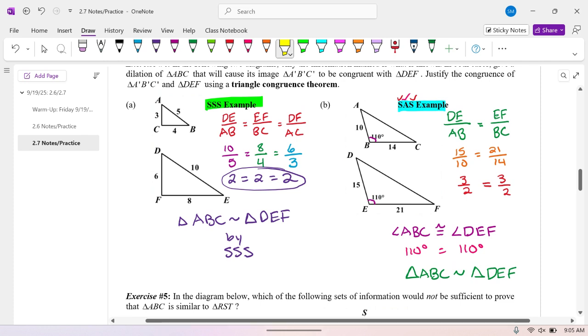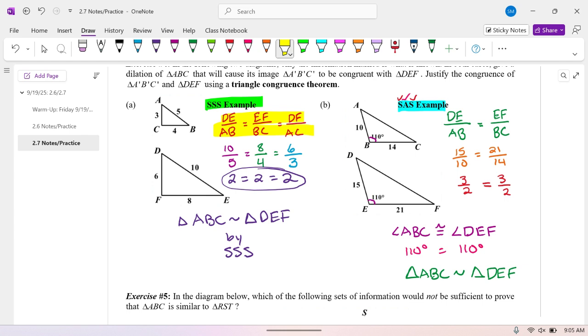So for the SSS, this has to be the criteria. The proportions of the sides have to be equal to each other for all three sides. For SAS, two of the sides have to be proportional, and then the angle in between those two sides has to be congruent. So remember, this angle has to be between the two sides.